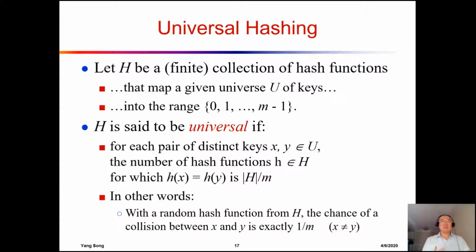Okay, the next part, universal hashing. The reason that we have to move on to universal hashing is that no matter whether we are doing the division method or the multiplication method, there will always be a killer dataset which can kill your hash function. So what do I mean there?